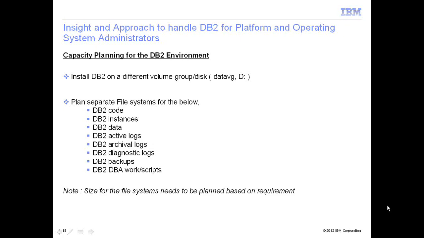So always we recommend you to have a separate disk or a separate volume group for the data or the database code. Plan separate file systems, one for the DB2 code. Each instance has to have its own file system. Different file systems for data, possibly on different disks. Active logs, you need to have a separate file system. Archival logs have a separate file system. Diag logs, put it on a smaller file system. Backups, depending on what backup solution you are adopting. And one file system for your scripts and the DB work that you do. So this is not documented anywhere. There is no hard and fast rule that you have to follow this, but this is the best practice that we can give based on our experience.